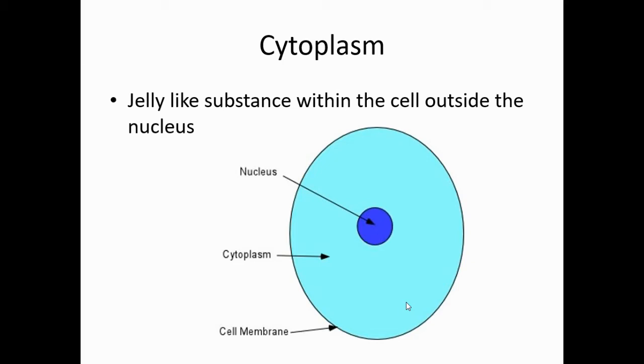The cytoplasm is a jelly-like substance within the cell. It's just outside the nucleus, and this is what all the organelles hang out in. So if you experience a little bit of trauma, the cell parts shouldn't be damaged because that cytoplasm is just going to wiggle and jiggle like jello and keep everything nice and intact.